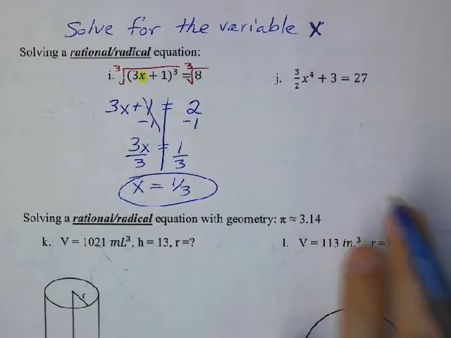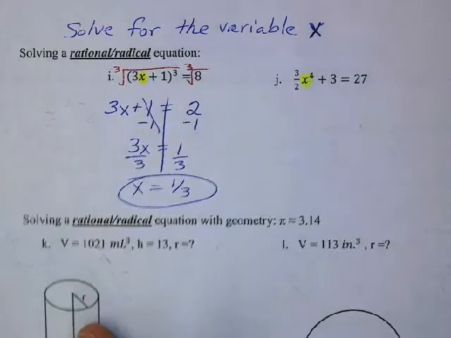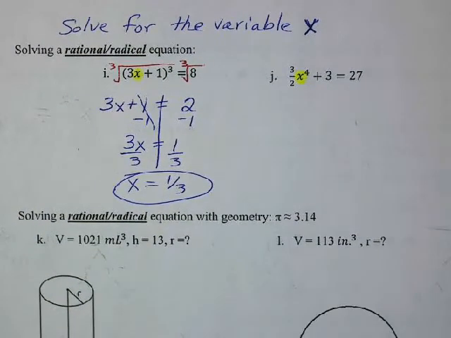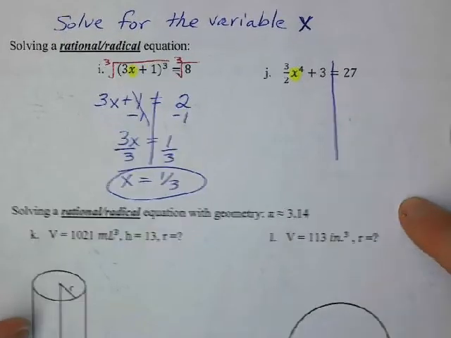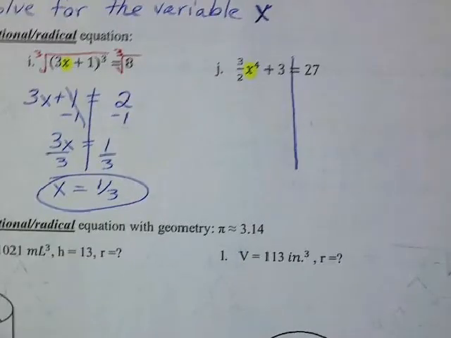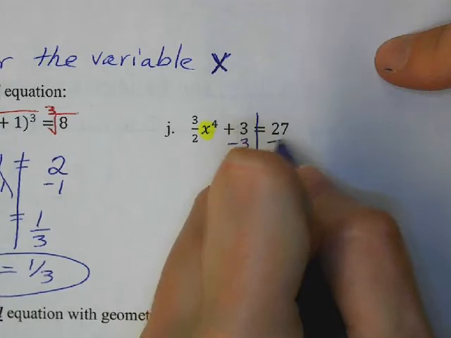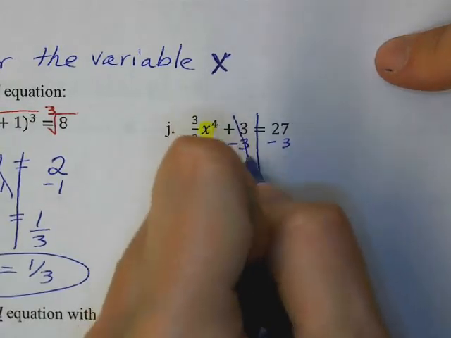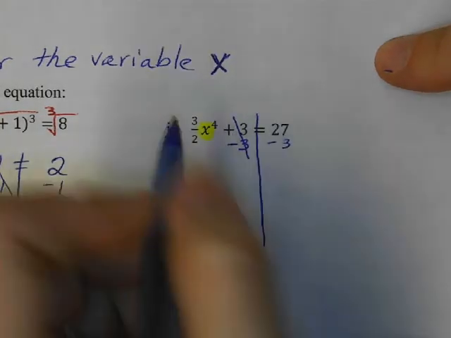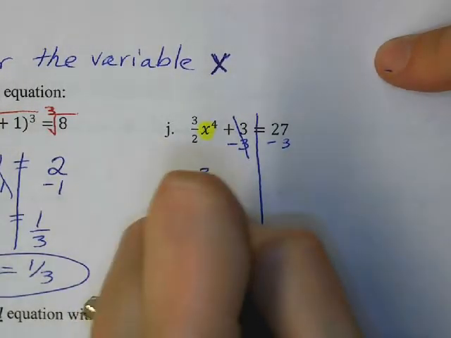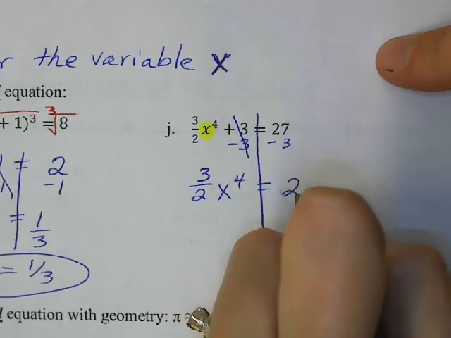Okay, now the next one's a little different. Here's the x. There's no parentheses this time. Same concept though, we're trying to solve for x. So what do you think we could do first on this one? Yeah, let's subtract 3. Good job. You usually look for what's farther away from the x. So the 3 minus the 3, we got 3 over 2, x to the 4th. 27 minus 3, that'd be 24.